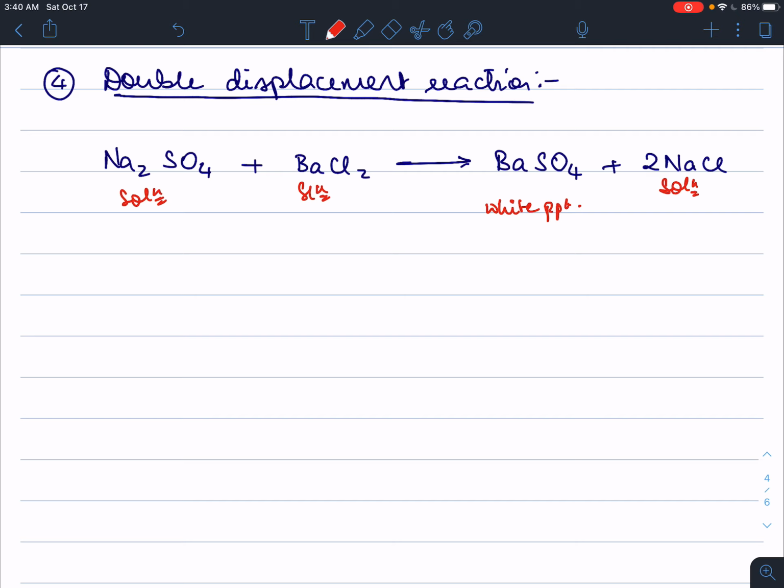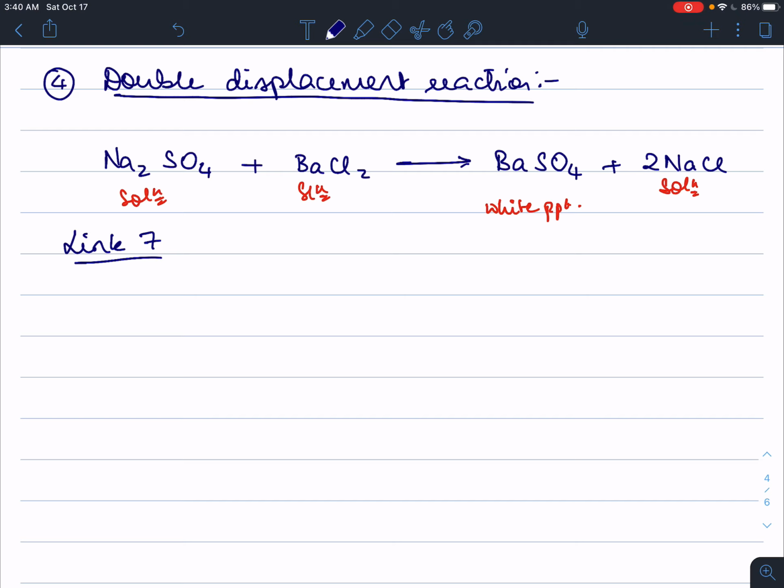So here, two displacement reactions are happening. First, sodium is displacing barium from barium chloride to give sodium chloride, and barium is displacing sodium from sodium sulfate to give barium sulfate. So you have two independent displacement reactions going on. So it is a double displacement reaction. This you can look at link 7 in the description below. All right.